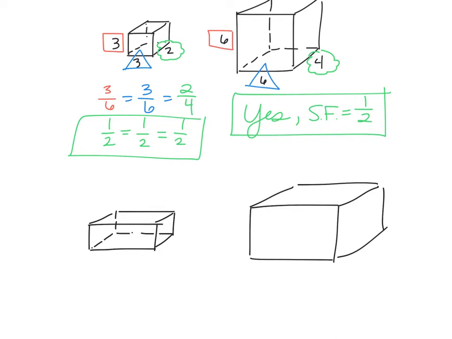Let's say this is 2, 3, and 2. And this is 3, 6, and 3. Okay? I want to know, sorry, I didn't do the dotted lines on these ones.